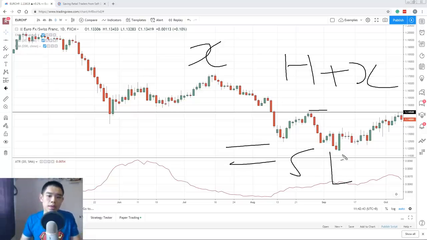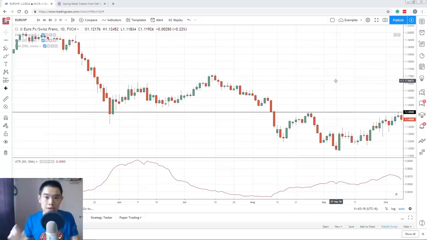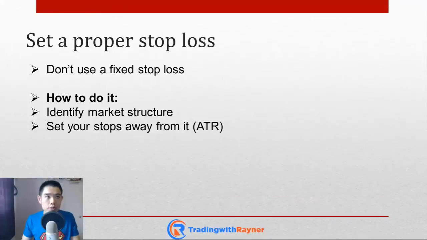spikes up and down. This example is using 1 ATR, but again, if you want to be more conservative, you can use 2x, so basically 2 times the ATR. So your stop loss will be wider, but at the same time, you can swallow a deeper spike. The downside to it is that your position size will be smaller, so this means that your risk to reward ratio might not be as favorable. Alright, so this is something to bear in mind. Okay, so that's how you set a proper stop loss.